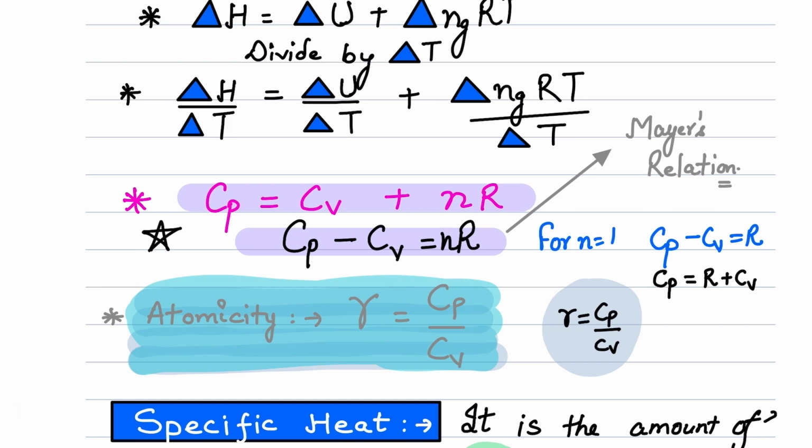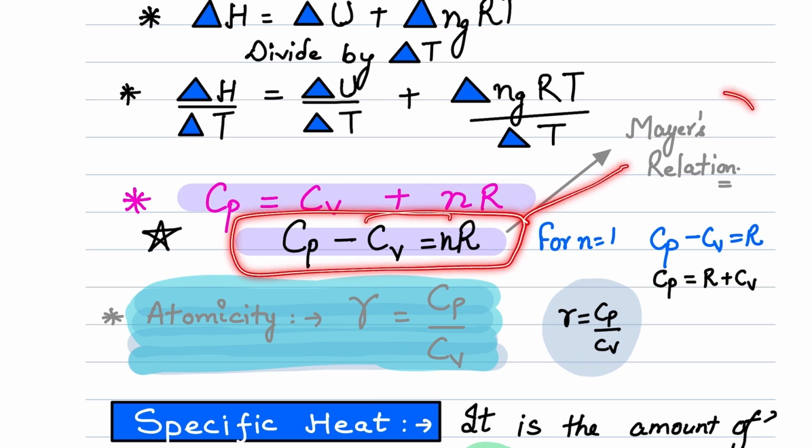We know that delta H is equal to delta U plus delta nRT. Dividing both sides by delta T, we are left with delta H by delta T is equal to delta U by delta T plus delta nRT by delta T. We know that delta H by delta T is nothing but equal to Cp, and delta U by delta T is nothing but equal to Cv plus nR. Now, Cp is equal to Cv plus nR.